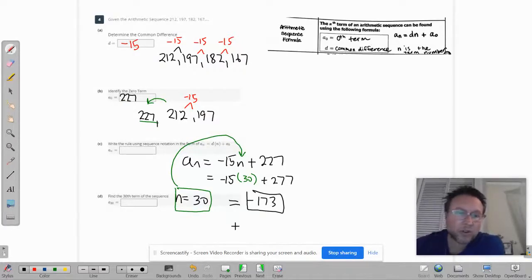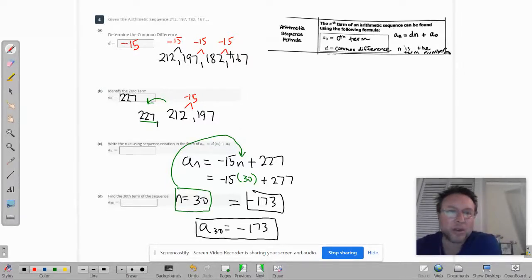So the 30th, and how we would write this, by the way, we'd say a sub 30, this 30th term in the sequence is negative 173. And that should make sense, because if you kept counting down by 15, eventually you're going to hit 0, and eventually you're going to go past 0 into the negative territory. And if we did that enough times, that's where we'd end up. All right, so that finishes up number 4. Pause here, try the next one, and then we'll move on to number 5.